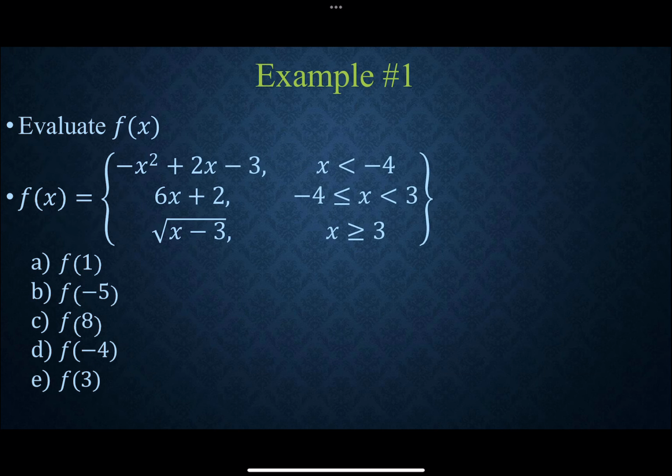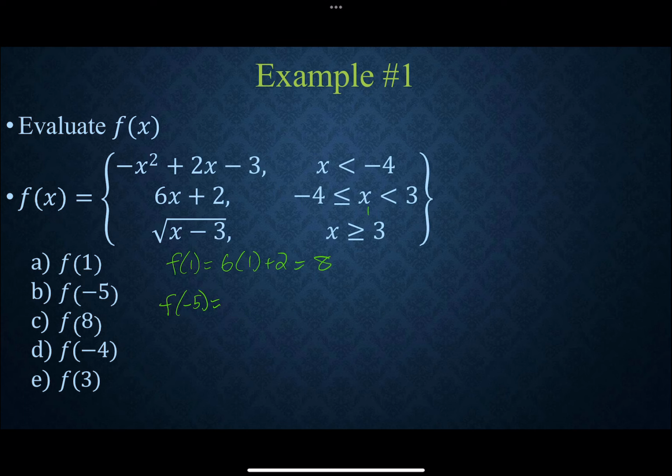So we want to find these 5 different values: f of 1 through f of negative 5, 8, negative 4, and 3. Well, f of 1, recognizing x equals 1 would fall in between negative 4 and positive 3. So therefore it will be 6 times 1 plus 2, which gets us 8.